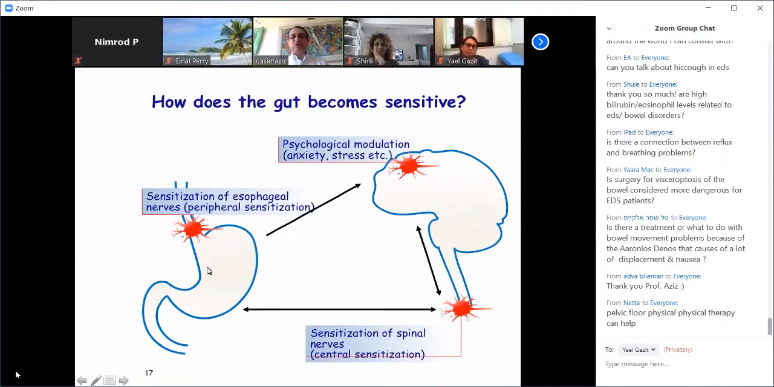But if the stimulus is too strong, you can actually get an increase in sensitivity going up at the level of the spinal cord as well, because the nerves from the gut will go through the spinal cord first before they go up to the brain. And you can get this sensitive focus occurring in the spinal cord as well.